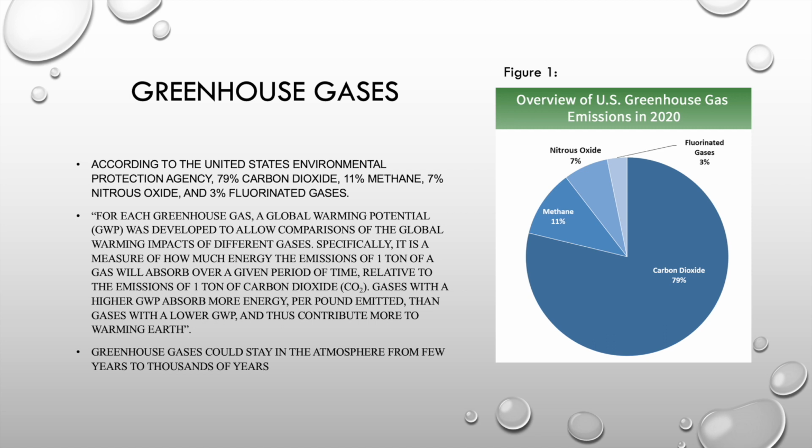For each greenhouse gas, a global warming potential (GWP) was developed to allow comparisons of the global warming impacts of different gases. Specifically, it is a measure of how much energy the emissions of 1 ton of a gas will absorb over a given period of time, relative to the emission of 1 ton of carbon dioxide. Gases with a higher GWP absorb more energy per pound emitted than gases with a lower GWP, and thus contribute more to warming Earth. Greenhouse gases can stay in the atmosphere from a few years to thousands of years.